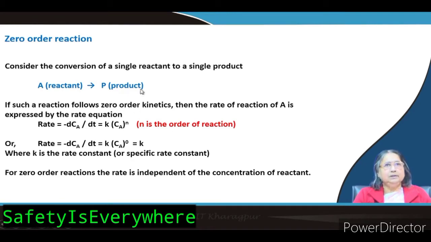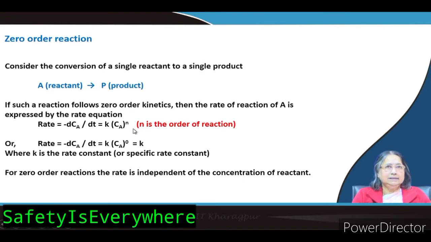Say for example, if we consider this simple reaction where A is the reactant and P is the product. Say this reaction is following zero order kinetics. Then from the rate expression we can tell that the rate is nothing but k into C_A to the power n, because here the reactant is A. So, C_A to the power n. This is the rate law or rate expression.